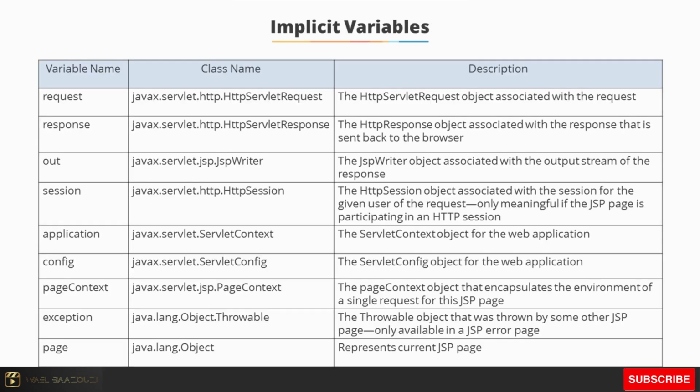Here you see the implicit variables: the request variable, the HTTP servlet request object associated with the request; the response object associated with the response; the JSP writer object associated with the output stream if you want to write content in the response; the HTTP session object with the session for the given user of the request, only meaningful if the JSP page is participating in a session; the application scope, which is application wide data sharing; the config, which is the servlet config object for the web app; page context that encapsulates the environment of a single request for this JSP page; and exception, the throwable object that was thrown by some other JSP page, only available in a JSP error page; and finally the page scope, which represents current JSP page.